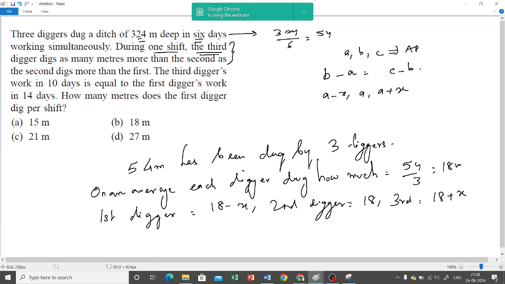Yes sir. Now the third digger's work in 10 days. That means in 10 days, how many meters is the third digger going to dig? 10 into (18 plus X) is equal to the first digger's work in 14 days. So 14 into (18 minus X). See, solve this. Please get the value of X. If you solve this, you can get 18 minus X. So that you need to find out. Please find out the value of X.